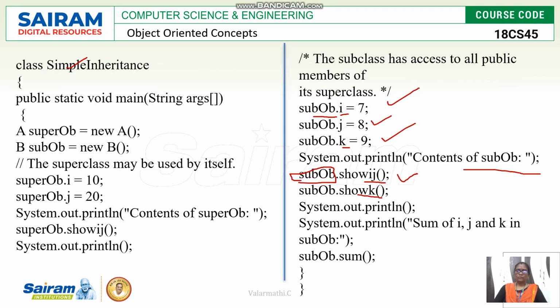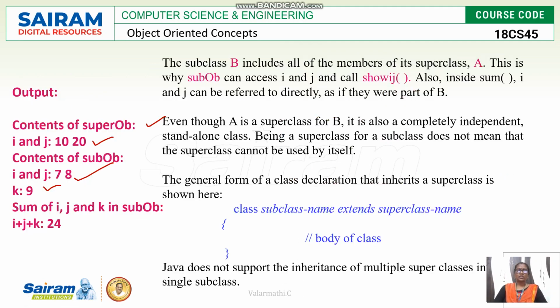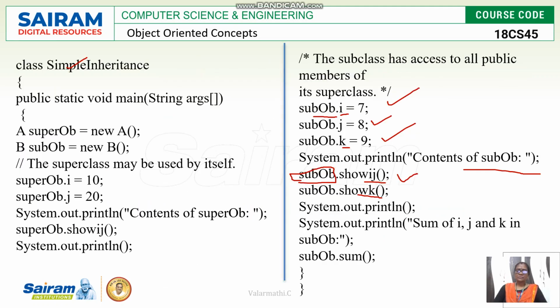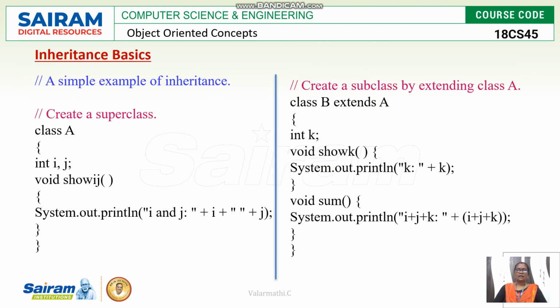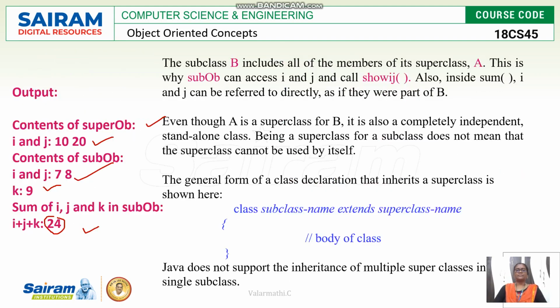Then one more method, sum of the instance variables, is also defined in the subclass. So what will it print? The sum of i, j, k, which is printed as 24 here. So 7 and 8 plus 9 is the answer. It is summed and the value of the summation, 24, is printed here. So this is a very simple example of how we can inherit the superclass in the subclass.